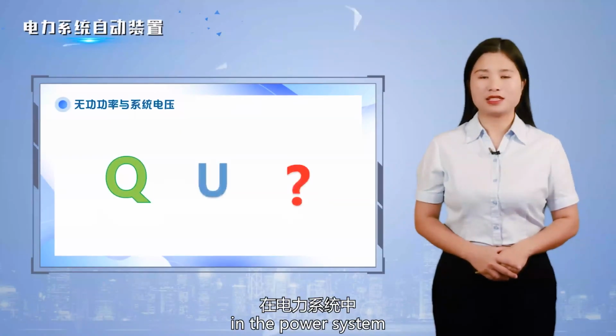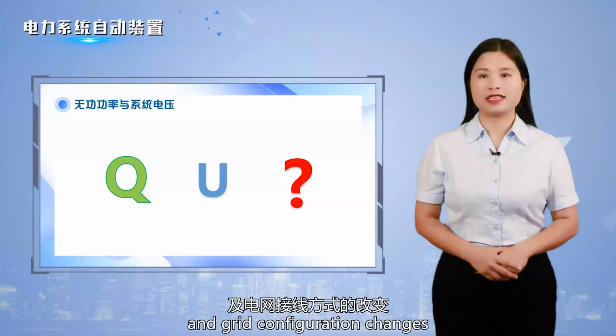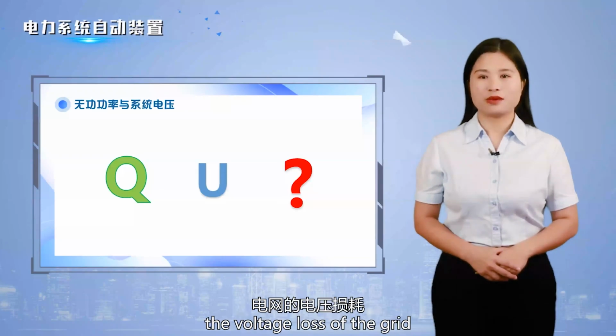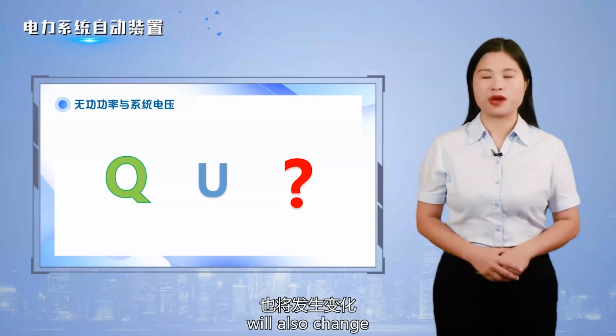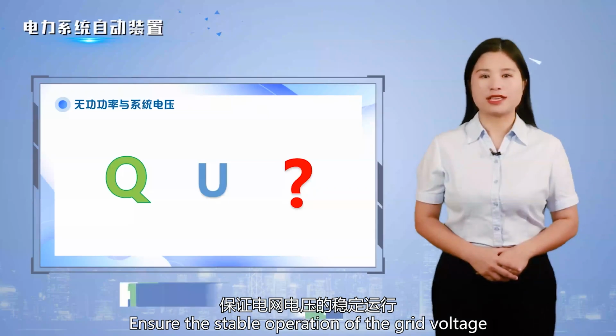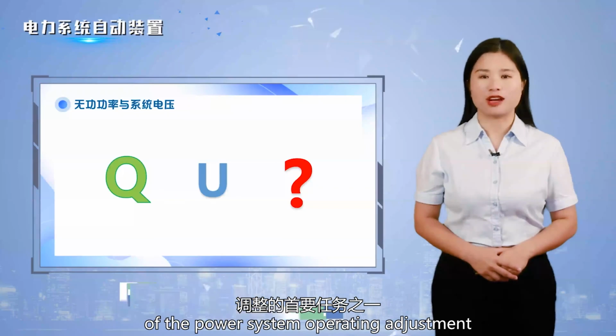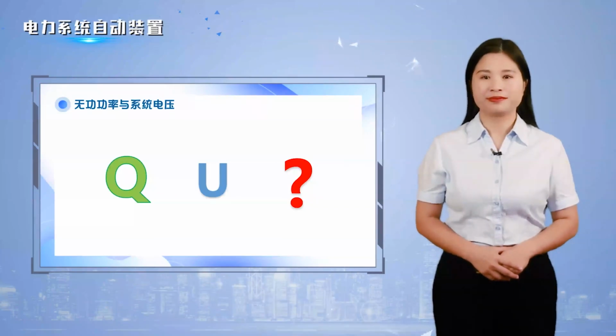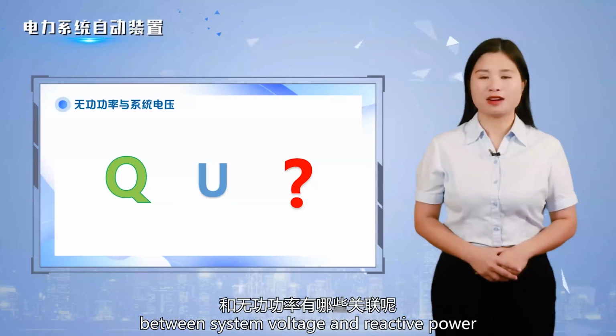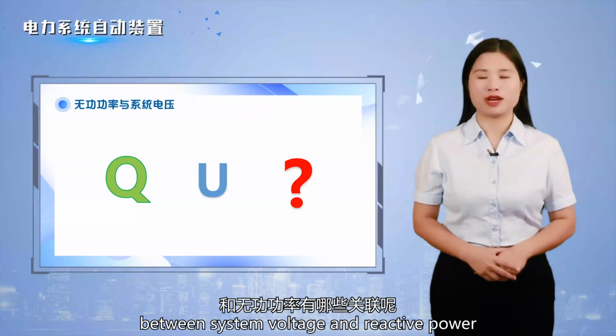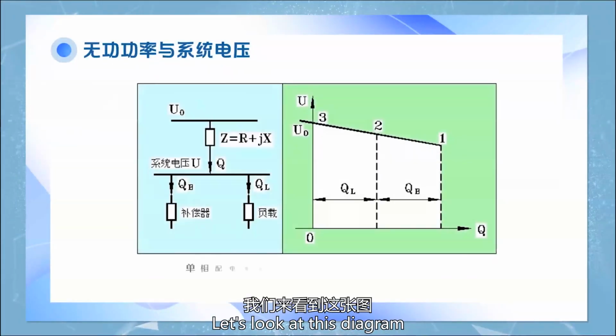Similarly, in the power system, due to the user load and grid configuration changes, the voltage loss of the grid will also change. Ensuring the stable operation of the grid voltage is one of the primary tasks of the power system operating adjustment. So, what are the connections between system voltage and reactive power? Let's look at this diagram.